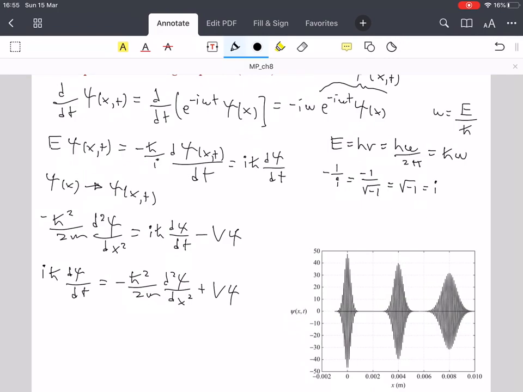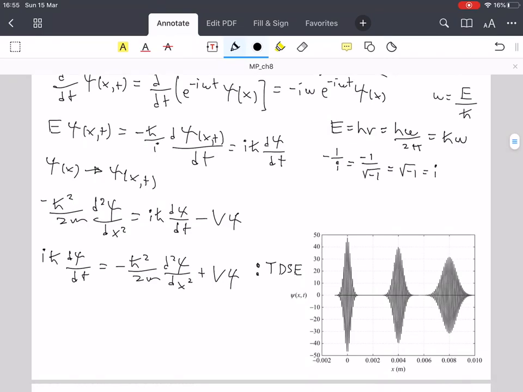So this is the time-dependent Schrodinger equation, TDSE. And one thing that we'll look at on the next slide is this graph here, which is showing that wave packets in certain situations do change with respect to time.